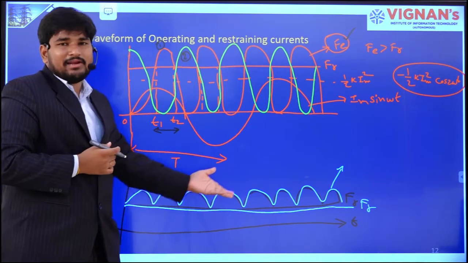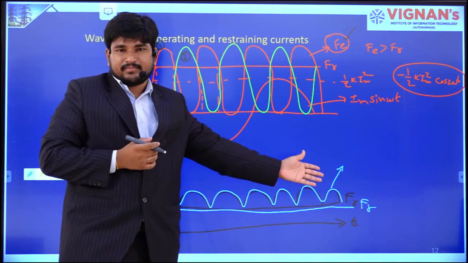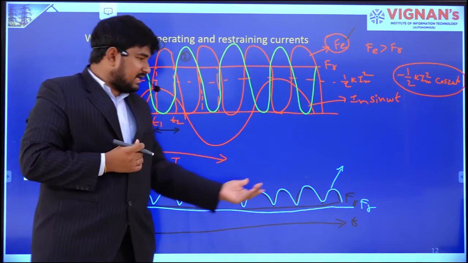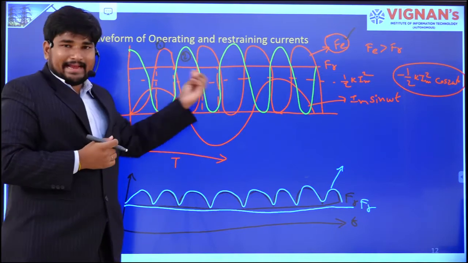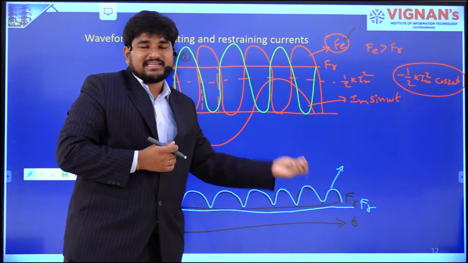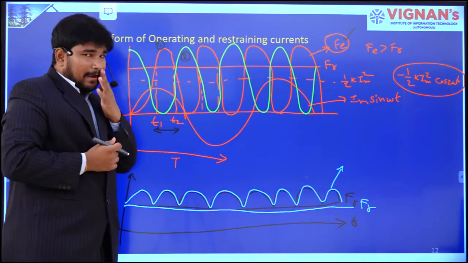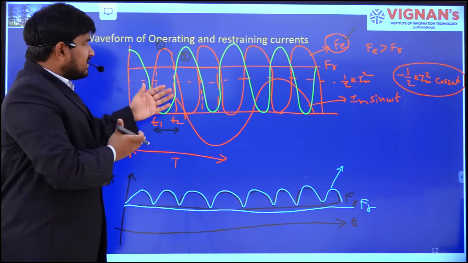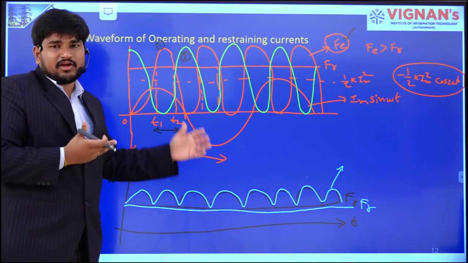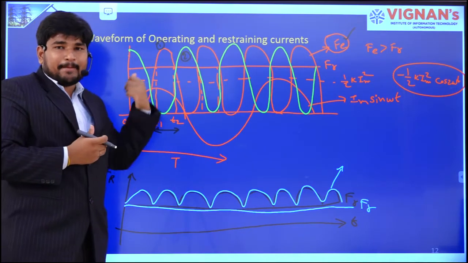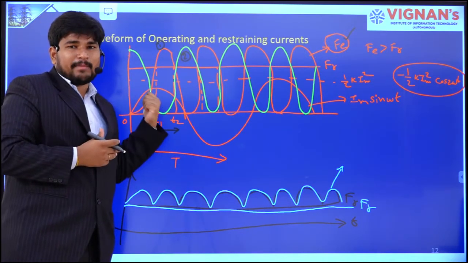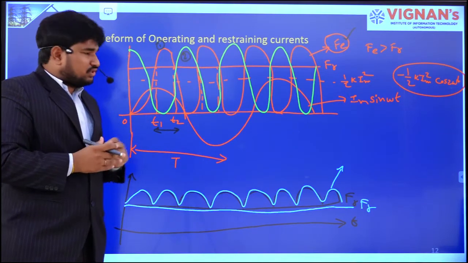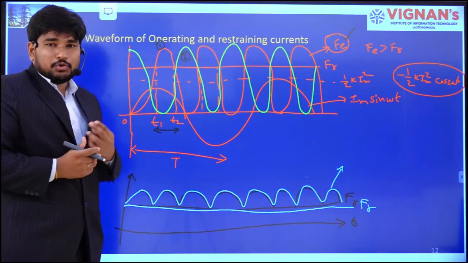So we have eliminated vibrations, and by having a continuous torque, the stability of the relay will also be increased. So this is the methodology to avoid the doubling effect in case of electromagnetic attraction type relays. These can be done in two ways.